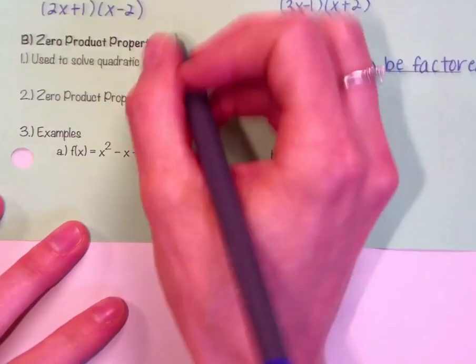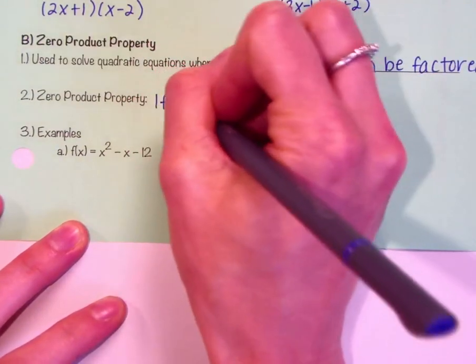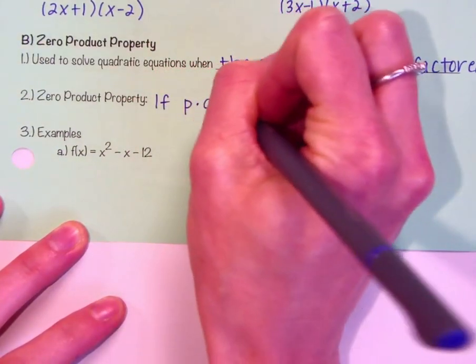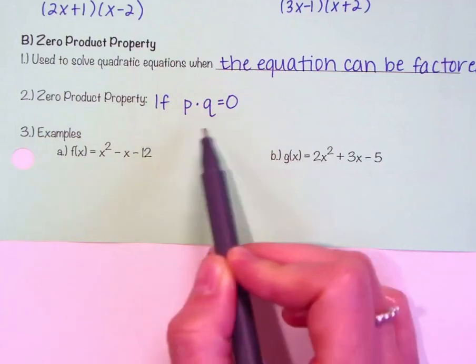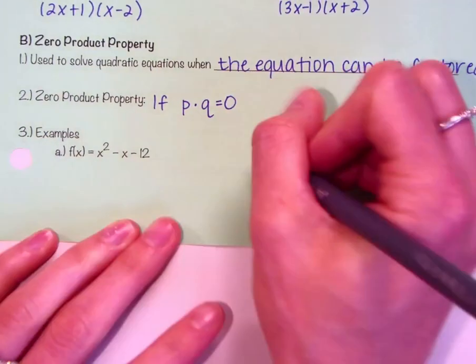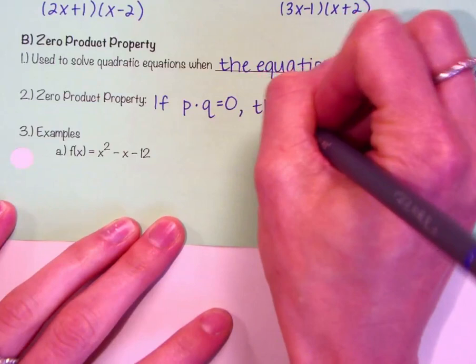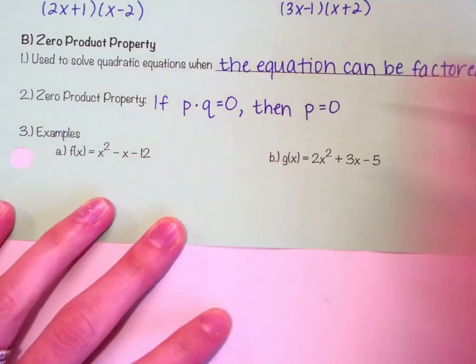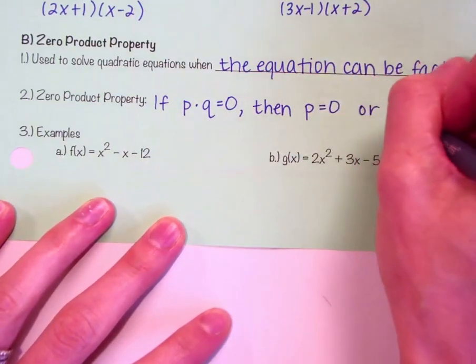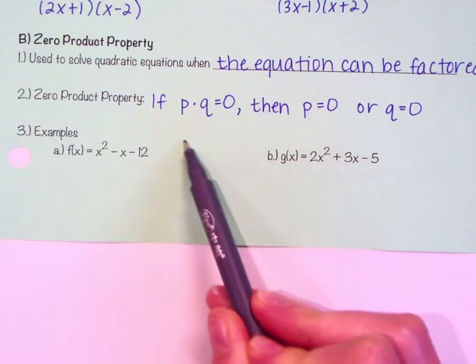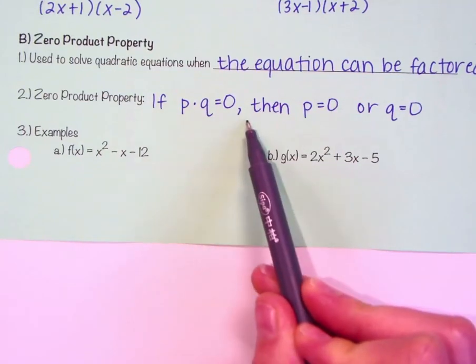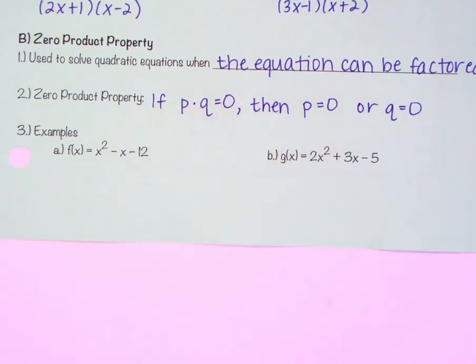Okay, so the zero product property tells you that if P times Q is 0, so if two numbers multiplied together give you 0, then that means that either P has to be 0 or Q has to be 0. So if these two numbers multiplied together are 0, one of them has to be 0. It's the only way mathematically for that to happen.